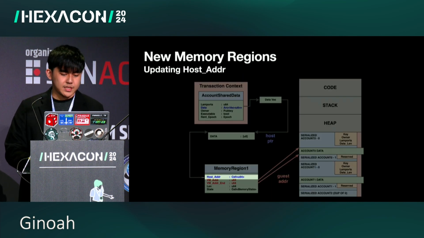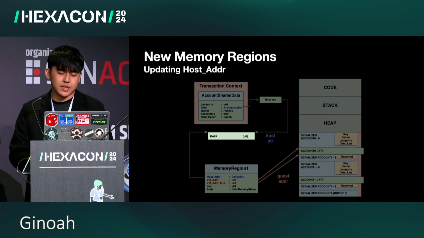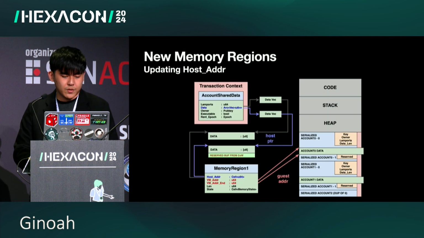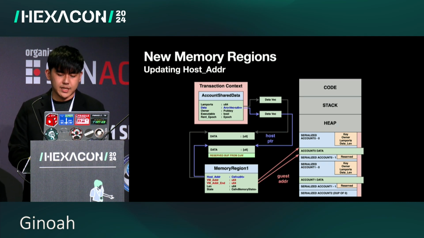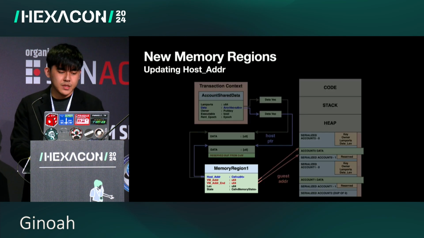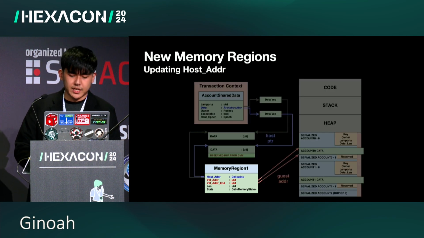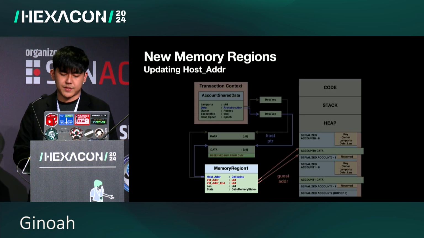Another thing worth noting is that the host address in the new memory region may change due to data relocation. Recall that we need to relocate the data buffer when the data grows. This is the old buffer. When the new buffer is allocated, both the pointer in account shared data and the host address in the memory region must be updated. But all other fields except for state remain consistent throughout its lifetime.